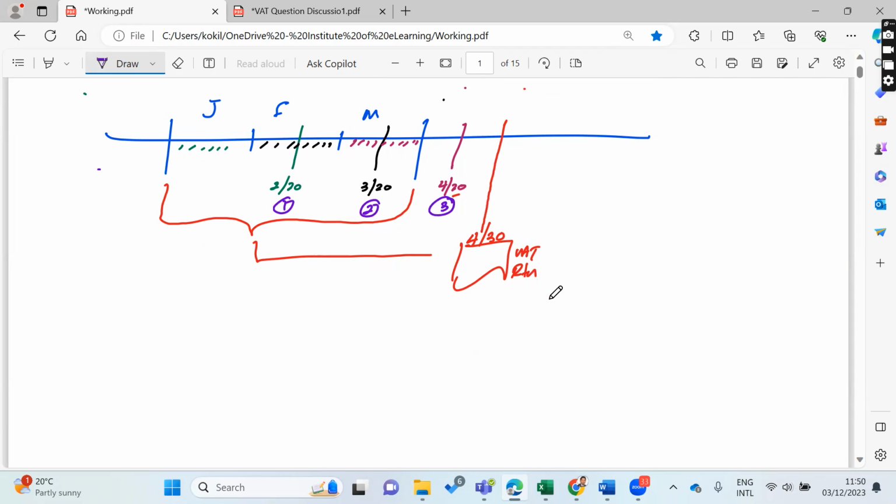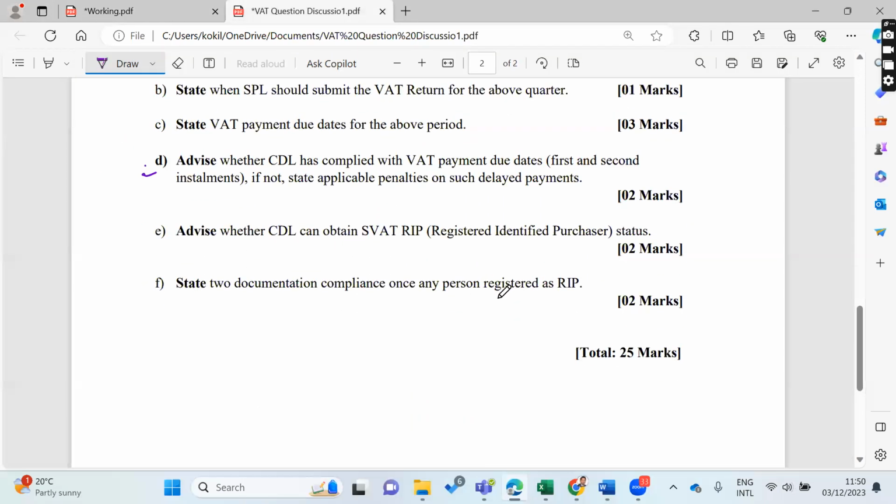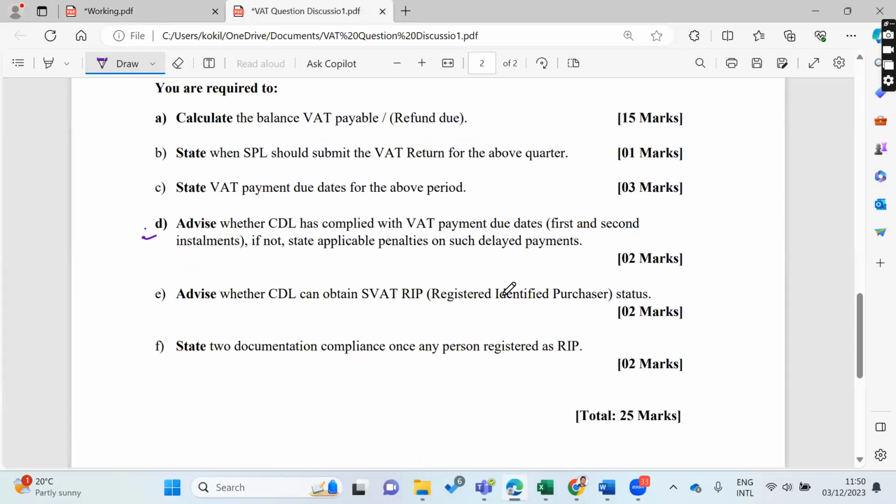That is the due dates and the payment. And make sure you have mentioned the year properly as well in the exams. Otherwise you will not get the full mark, right? So this one is done. Then the payment due dates also done. Return submit due date and the payment due date also done, right?